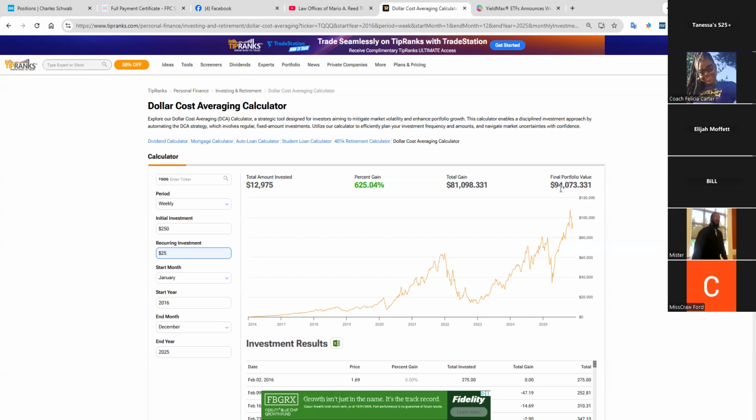So come December, right before the New Year's, I'm going to do the last installment in this series, and we're going to check in and see how much has the portfolio gained versus how much have we contributed. And it's going to be mind-blowing.